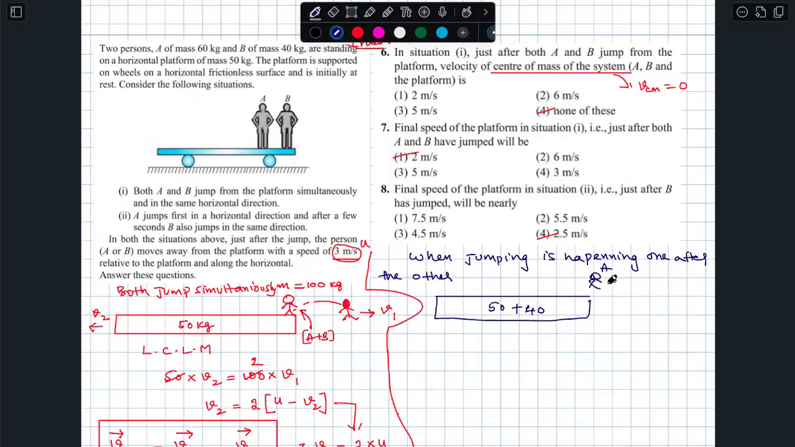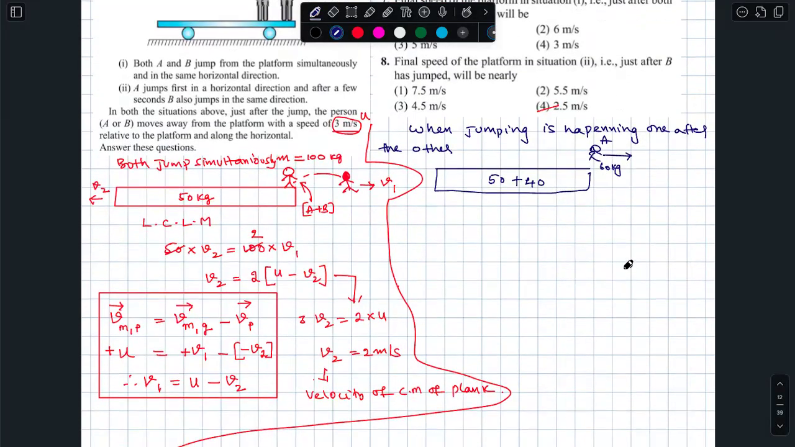Remember, he is A, who is 60 kg. Now he is jumping with a velocity. I am straight away using what I've derived here: he is jumping with a velocity U minus V2, and this system is moving back with velocity V2. Apply the law of conservation of momentum. Even now also the velocity of center of mass is 0 because no external force acts on the system.